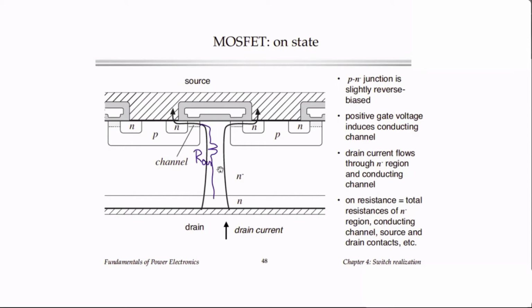And the MOSFET is a majority carrier device where there are no minority carriers to cause conductivity modulation, the way there is in the diode.